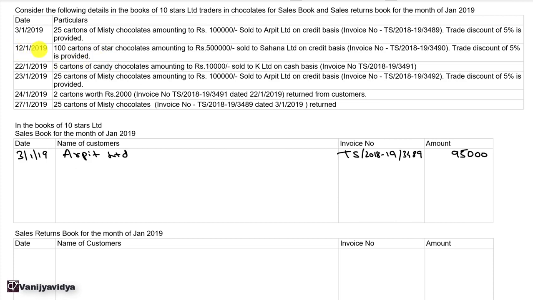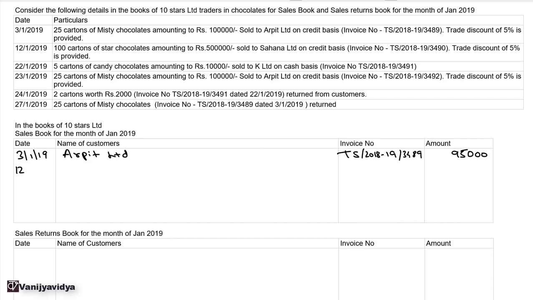Next, 12 Jan 2019, 100 cartons of Star chocolates amounting to rupees 5 lakh sold to Sahana Limited on credit basis. Invoice number TS 2018-19 3490. Trade discount of 5% is provided. So, chocolates are again sold to Sahana Limited on credit basis. So, it's a credit sale. So, we have to record it in the sales book.